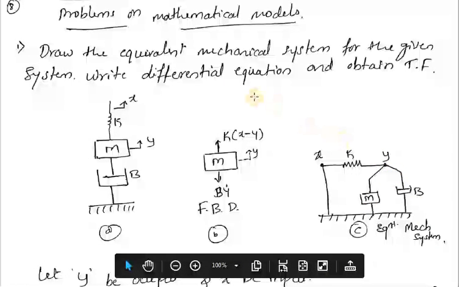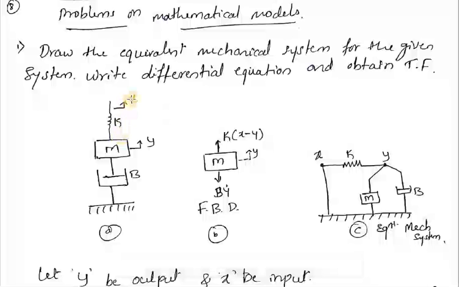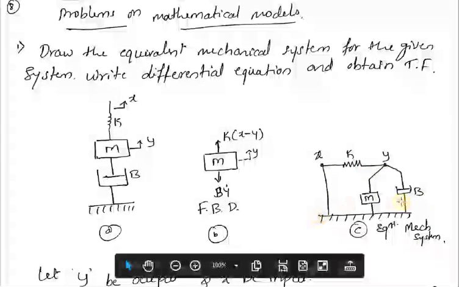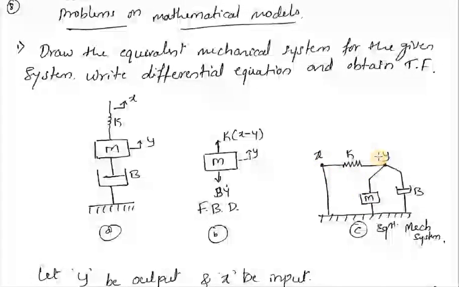After that, this k is between x and y, so you have to show that k between x and y. Then you have to show the fixed surface. So this is going to be the equivalent mechanical system. So the first step is to identify the number of displacements, then identify the individual elements which are associated with those displacements and attach them. If there are intermediate elements like k, show them between the displacements.